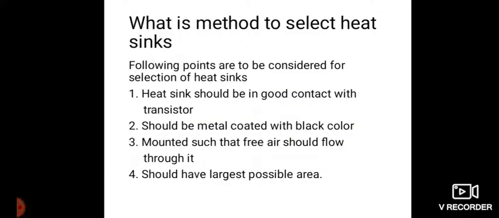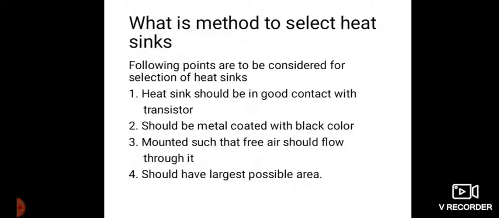What is the method to select the heat sink? To select the heat sink, the following points are to be taken care. The heat sink should be in good contact with transistor. Second, it should be a metal coated with black color, because black color absorbs the heat. Then next, it should be mounted such that free air can flow through it.